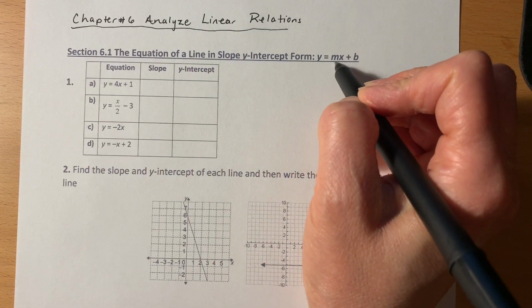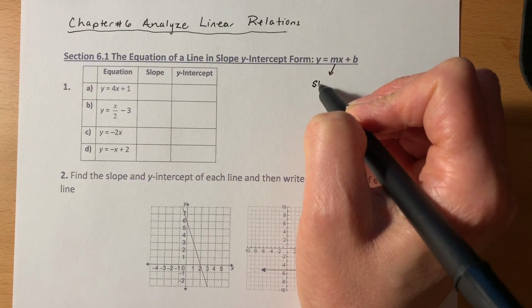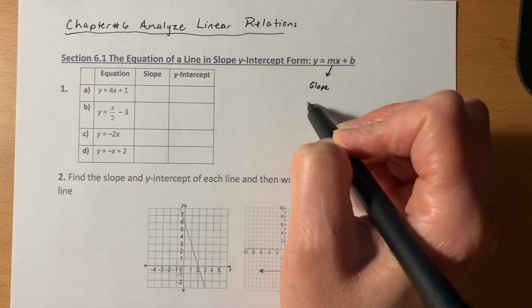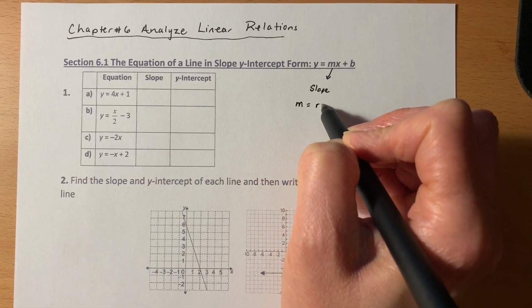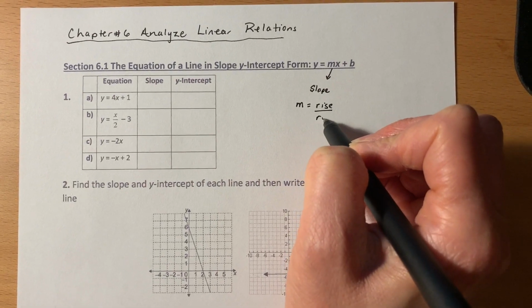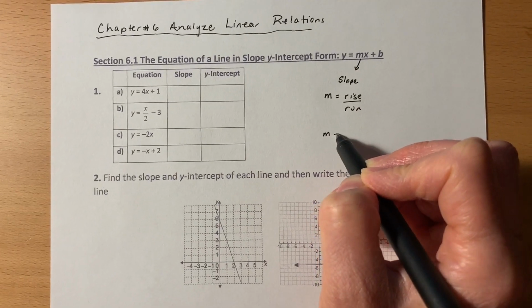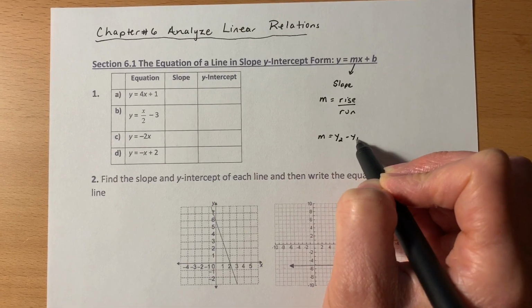So just to refresh your memory, remember m is your slope, right? Which remember we use little m, which is your rise over your run, or you can use your slope formula to calculate it.